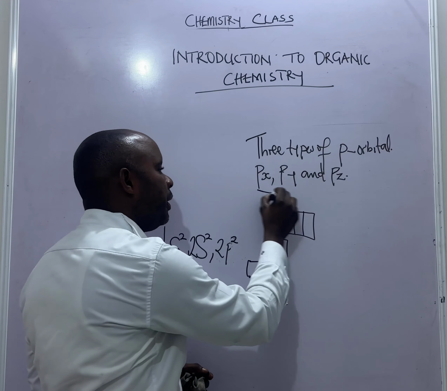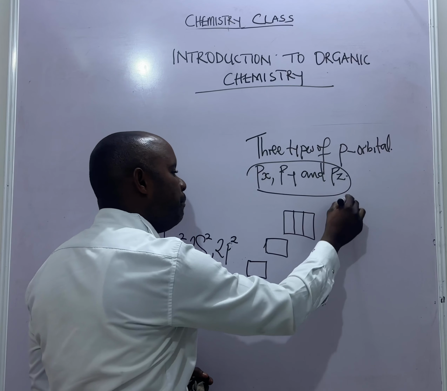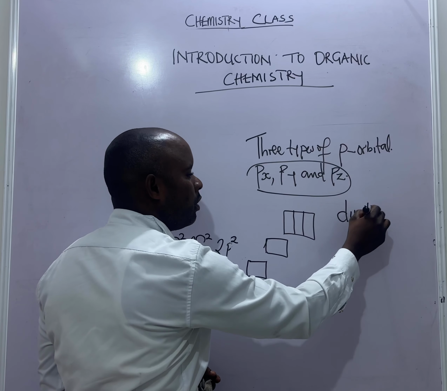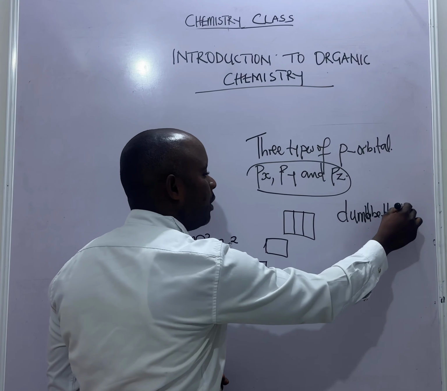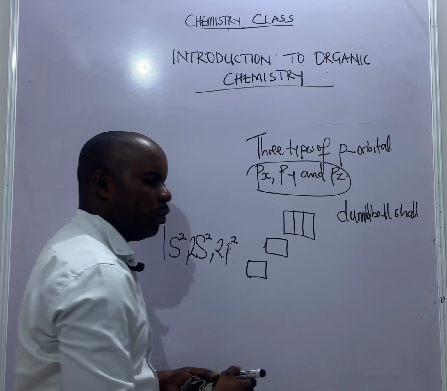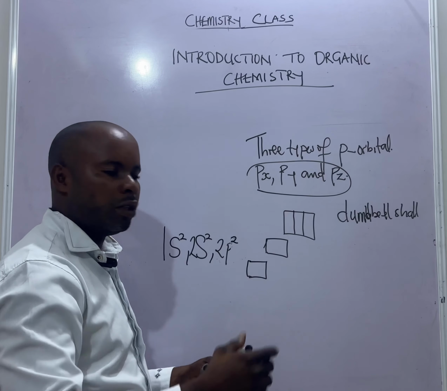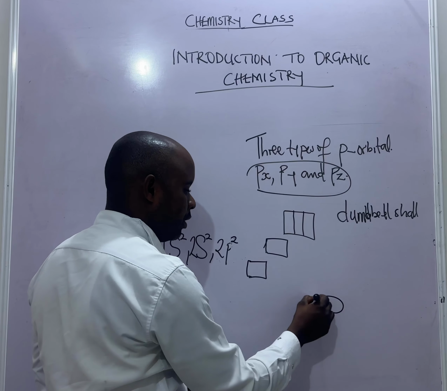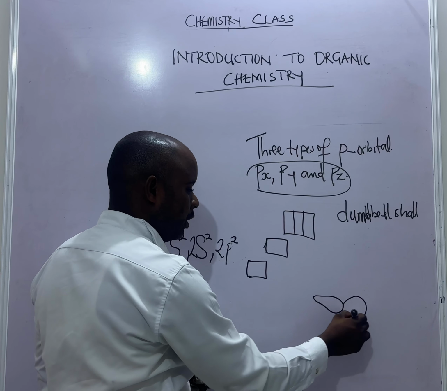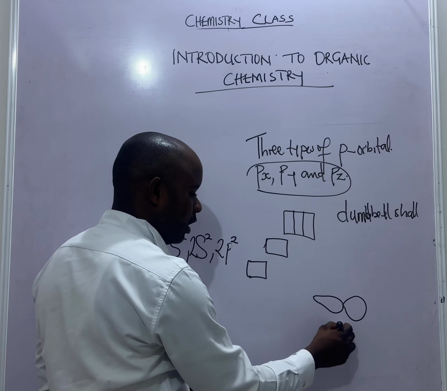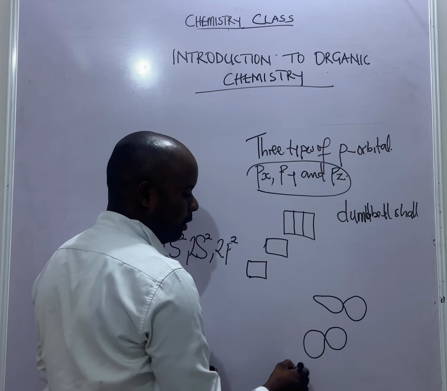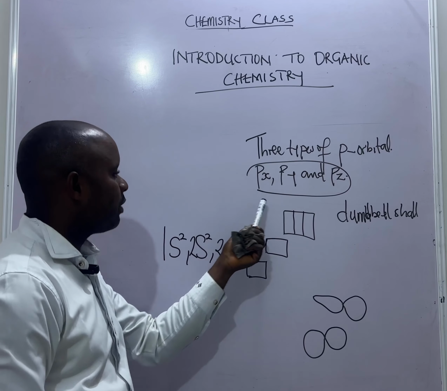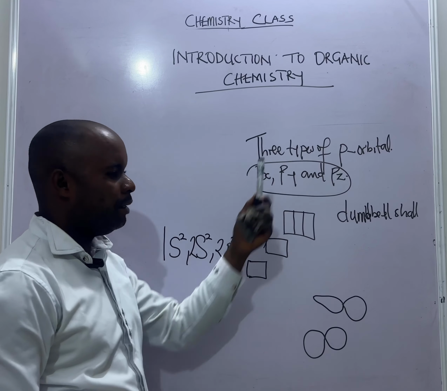The shape of the p orbital is a dumbbell. It has lobes that are opposite to each other with the center. That is to say, it has a dumbbell shape like this. We're going to illustrate how this px came about, this py came about, and this pz.